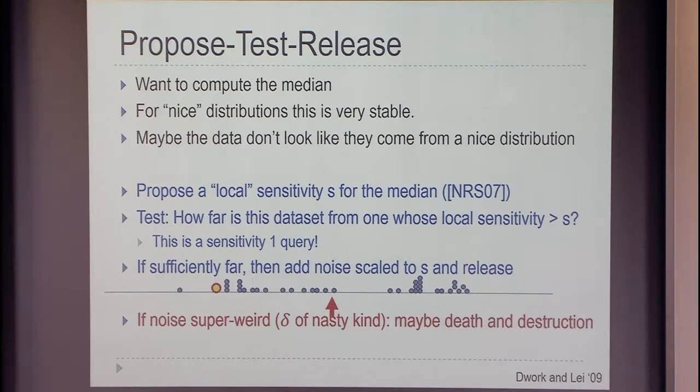So this is one of the reasons we want delta to be cryptographically small, of course, so that we don't fall into this. So these guys do not give concentrated differential privacy. This is the nasty version of epsilon delta. But of course, as cryptographers, we're generally quite comfortable with the idea of cryptographically small probabilities of failure.